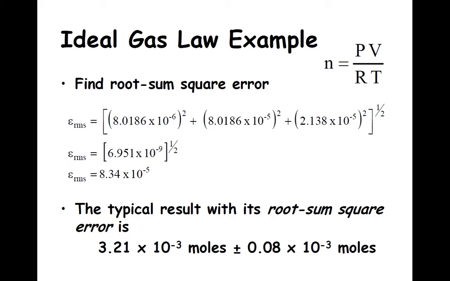Based on the previous calculations, we can find the root sum square error for n. First, square the terms and add them together, then take the square root. In the end, we get the typical result for the ideal gas law problem. Please note how we round the numbers so that they have the same precision.